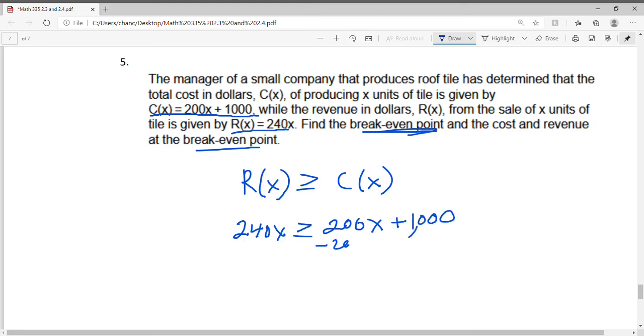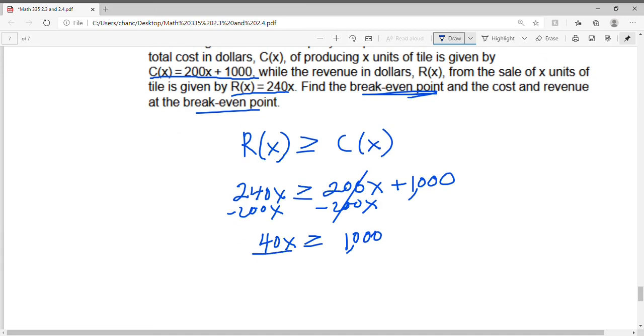Now let's subtract 200x from both sides. We have 40x is greater than or equal to 1,000. Let's divide both sides by 40, and x is greater than or equal to 25. So we have to sell at least 25 units. This means we have to sell at least 25 units of tiles in order to break even.